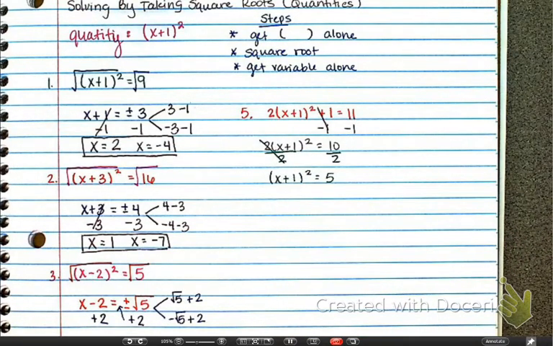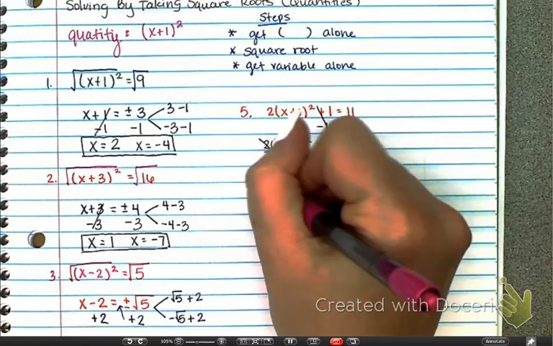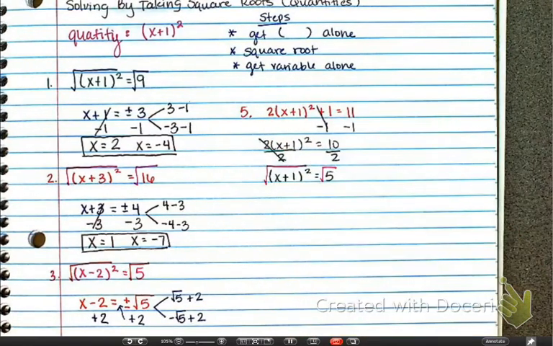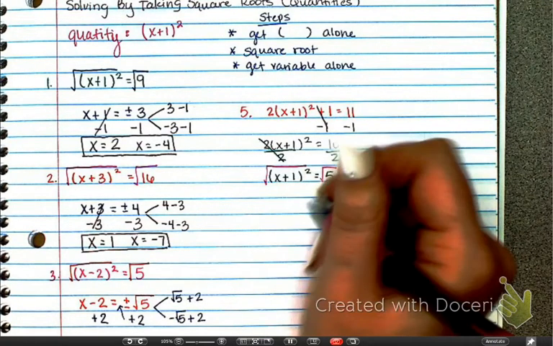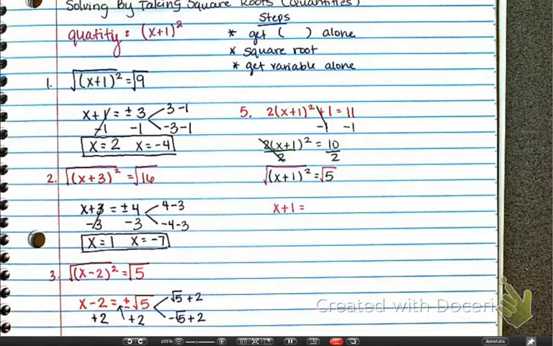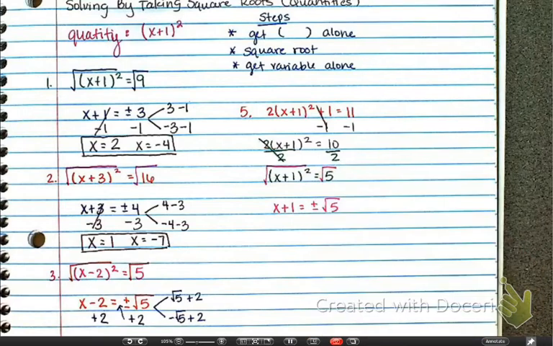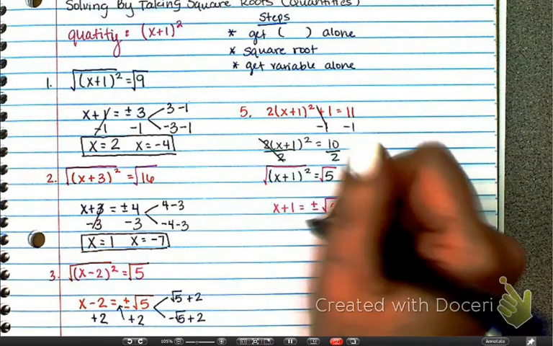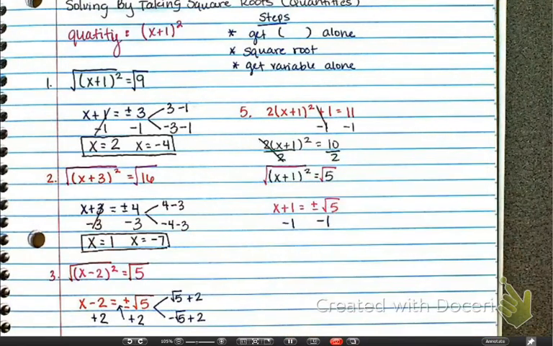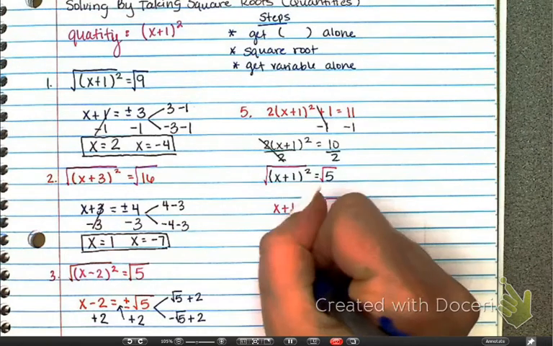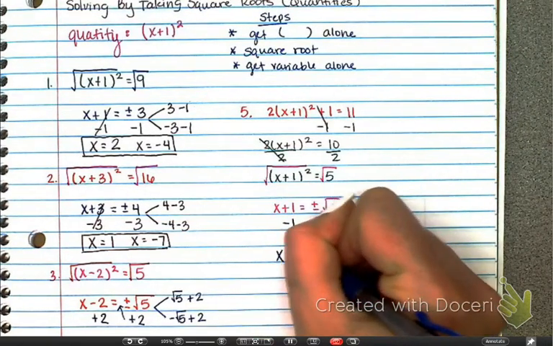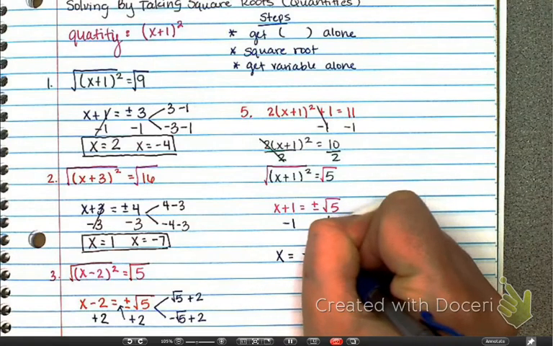Now it looks exactly like the first couple, right? So square root both sides. And I'm left with x plus 1 equals plus or minus the square root of 5. What's my final step? Subtract 1. Now, is this the problem where I can have 2 answers, or am I going to have 1 with a plus and minus? Okay, so you should have x equals negative 1 plus or minus the square root of 5.